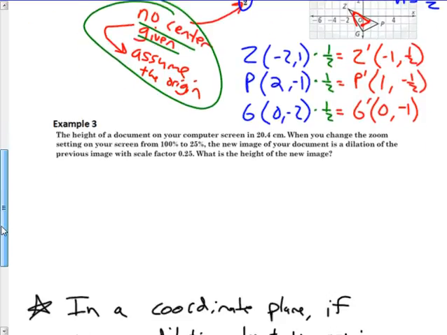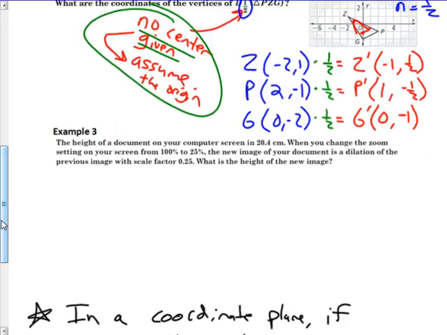All right? Let's look at number 3 here real quick. The height of a document on your computer screen is 20.4 centimeters. When you change the zoom setting on your screen from 100% to 25%, the new image of your document is a dilation of the previous image with a scale factor of 0.25. I don't know if you know that, but every time you zoom in or zoom out, it's dilating it. This would be a 0.25 because it's a quarter of the size. So what is the height of the new document?